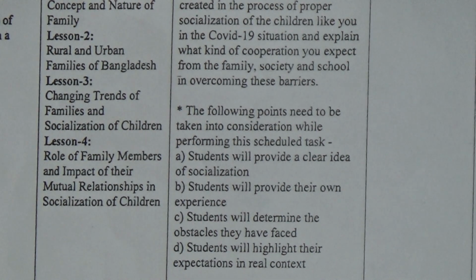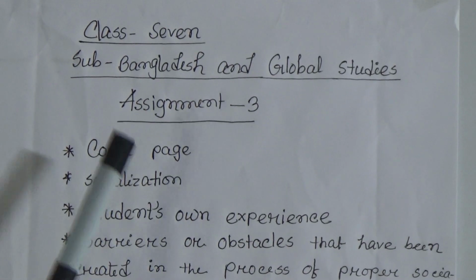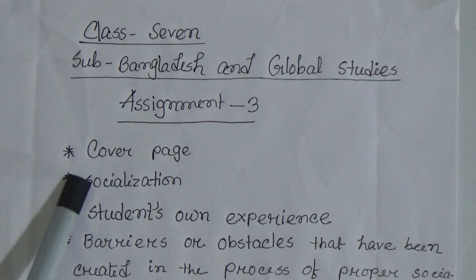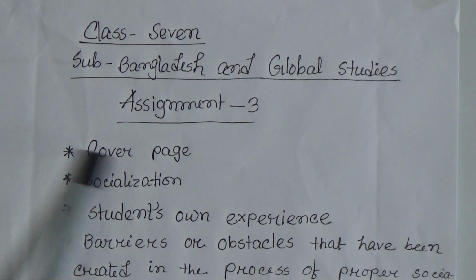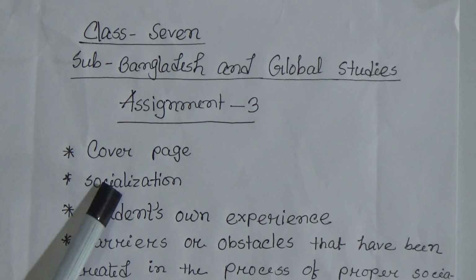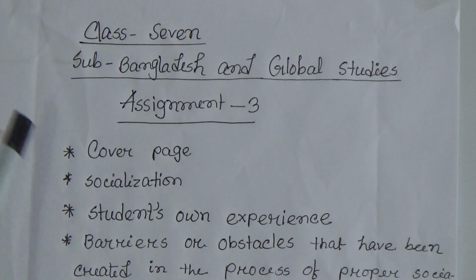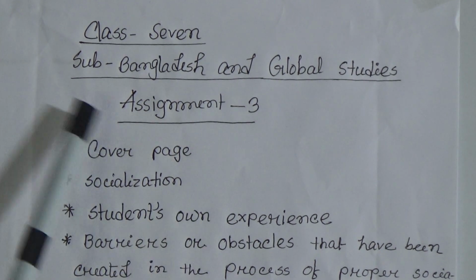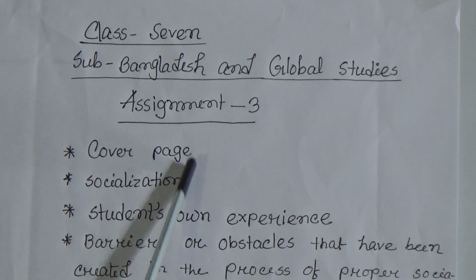So this is assignment number 3. Subject is Bangladesh and Global Studies for class 7. As first, the cover page: you can take the cover pages from school, or you can make it by yourself. In the cover page, you must mention your class, section, name and roll number, your assignment's subject and your assignment number. That means this is assignment 3.